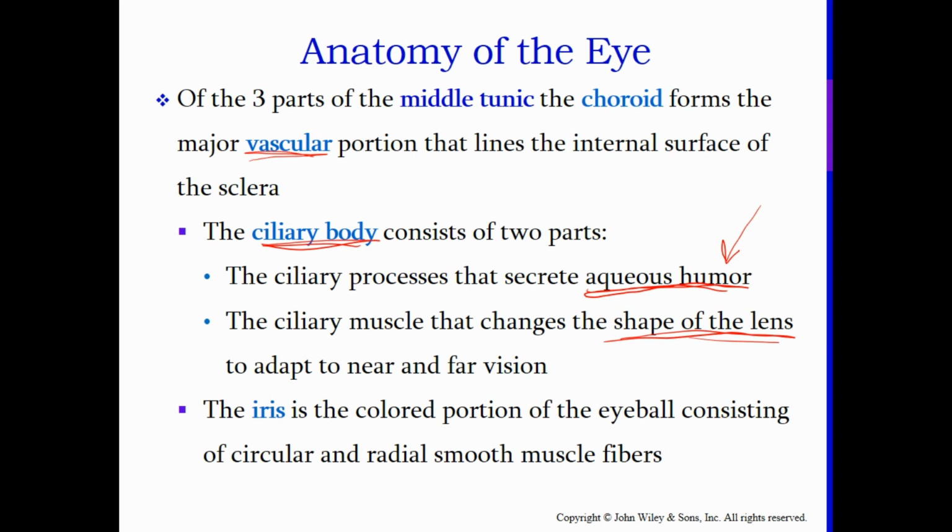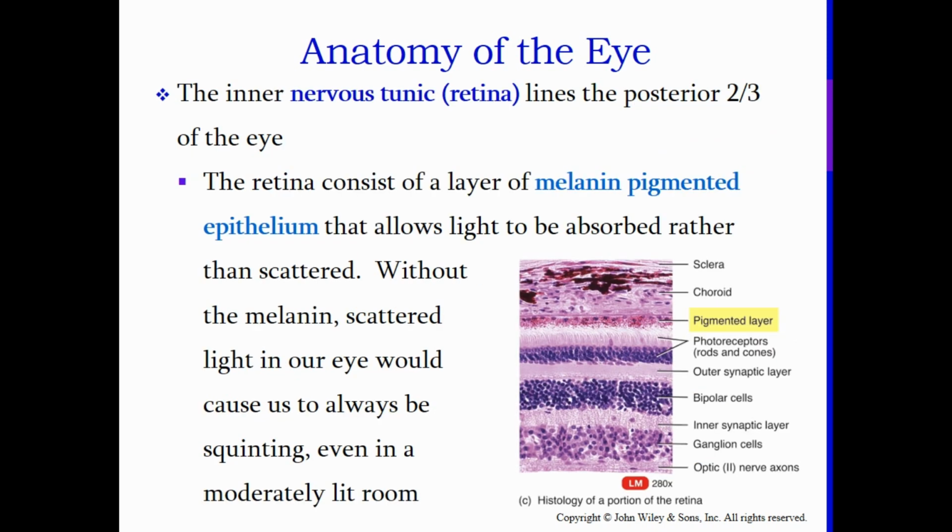Well, we just have the one lens, so moving that lens in and out doesn't really help. So what we do is we change the shape of the lens to get the light to focus on our retina so that we can see things clearly. The iris is the colored portion of the eyeball consisting of circular and radial smooth muscle fibers.